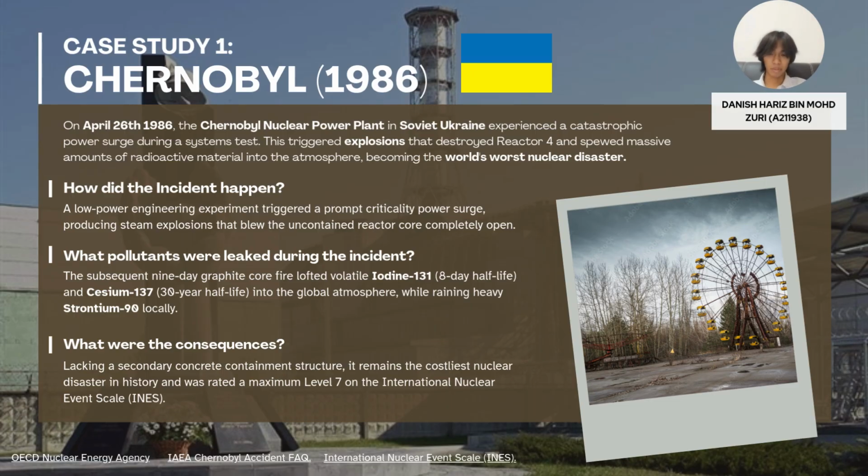So how did this incident happen? A low power engineering experiment triggered a critical power surge during a system test in the power plant, and this produced a steam explosion that completely blew the reactor core apart. When the uncontained reactor core was blown apart, it released various radioactive pollutants, and some of these pollutants were iodine-131 and cesium-137.